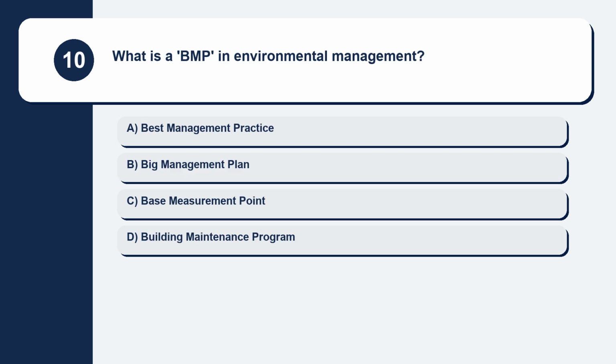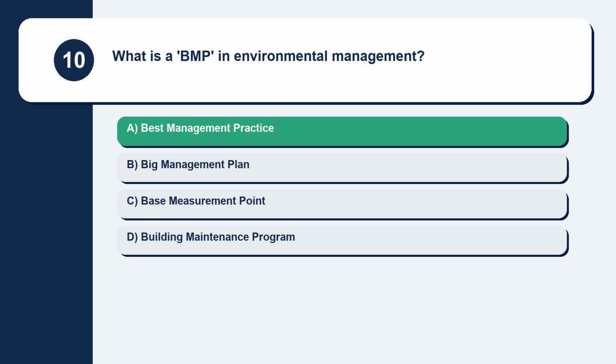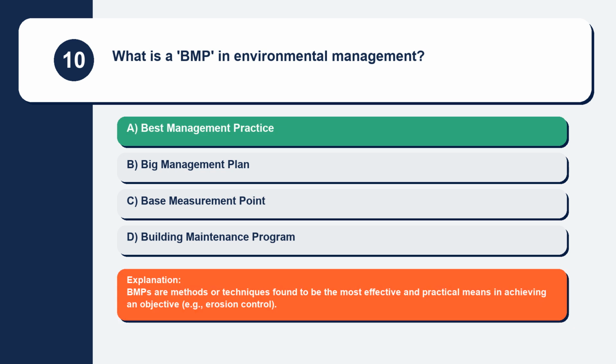Question 10. What is a BMP in environmental management? Best management practice. Big management plan. Base measurement point. Building maintenance program. BMPs are methods or techniques found to be the most effective and practical means in achieving an objective, for example erosion control.